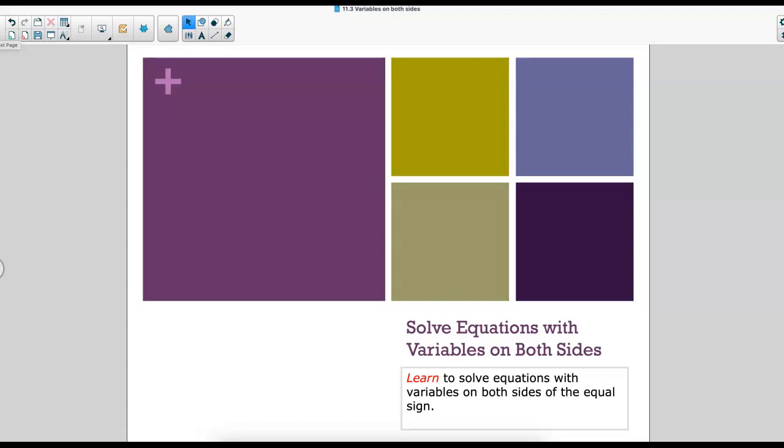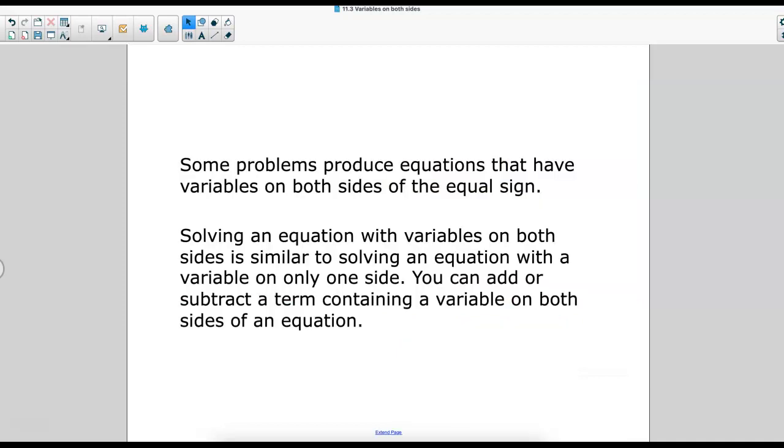We're going to talk about solving equations with variables on both sides, okay? When we have problems that have a variable on each side, that's a problem in itself. We can't have more than one variable in the equation, so we need to get rid of it on one side and put it on the other. Solving an equation with variables on both sides is similar to just solving an equation. We just have to get rid of that term on one side. We have to think of it like a scale and keep it balanced, okay?